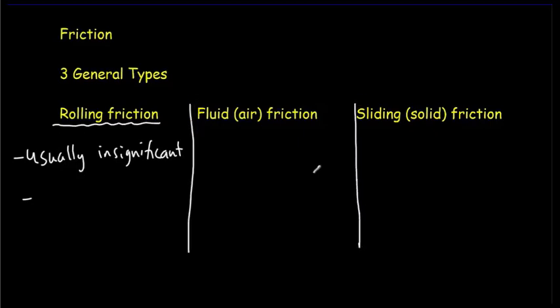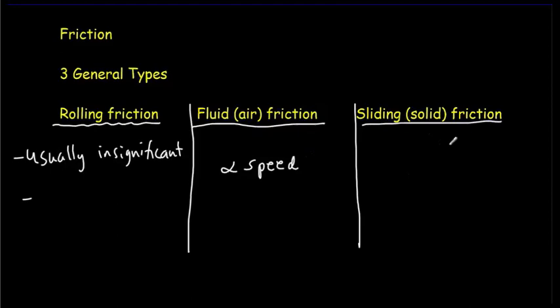The second is fluid friction. Usually that means air friction for us. And what's significant about air friction or fluid friction is that friction will vary with the speed. So when you stick your hand out of a car door and the car is moving really fast, you experience a lot of air resistance because your hand is moving quickly through the air.